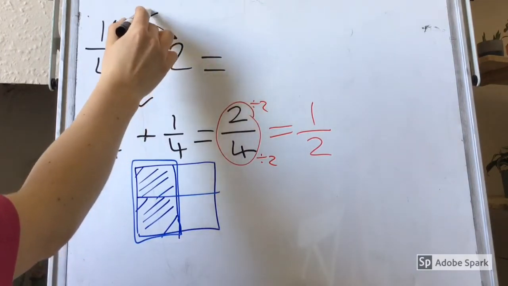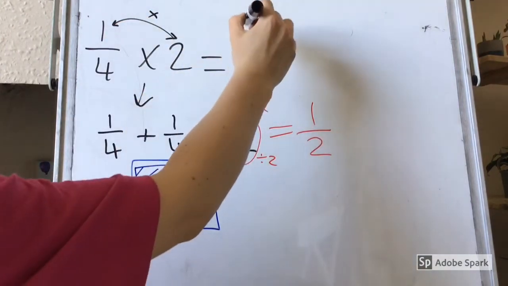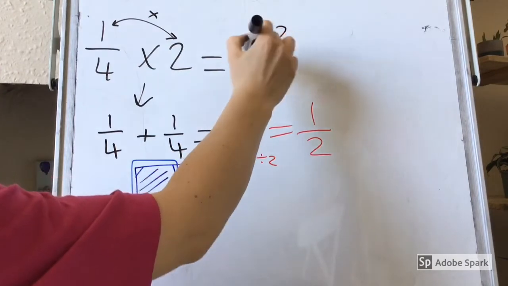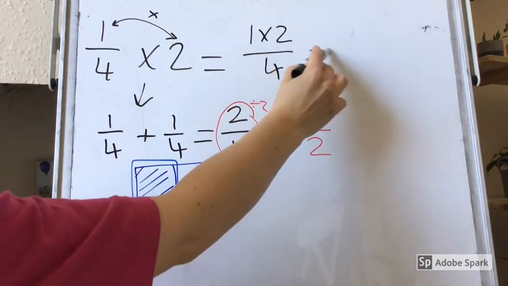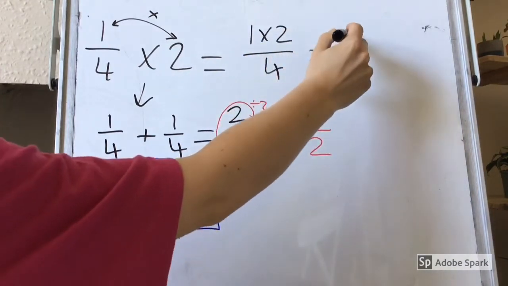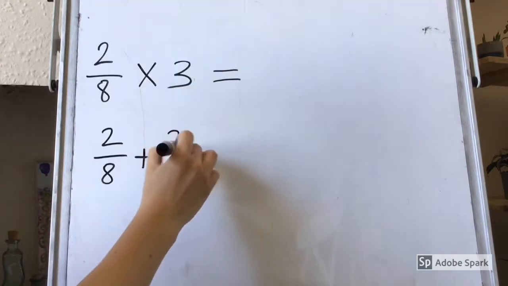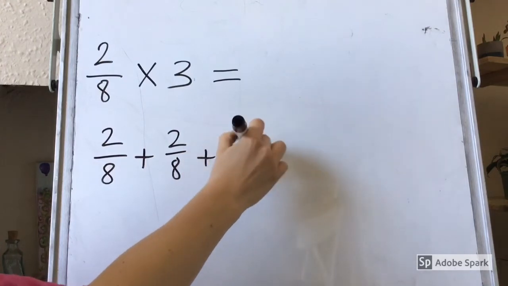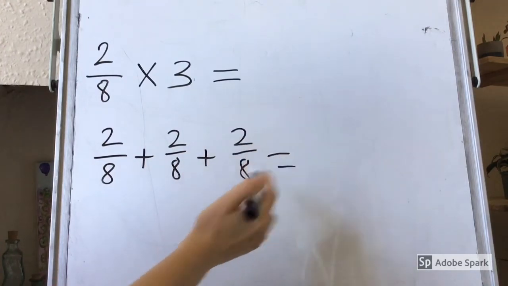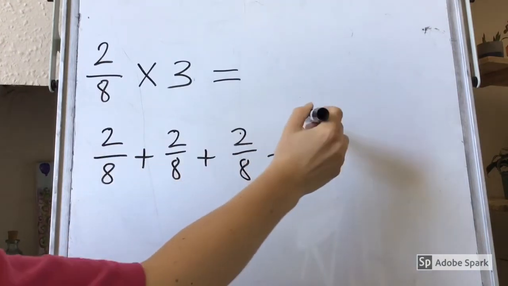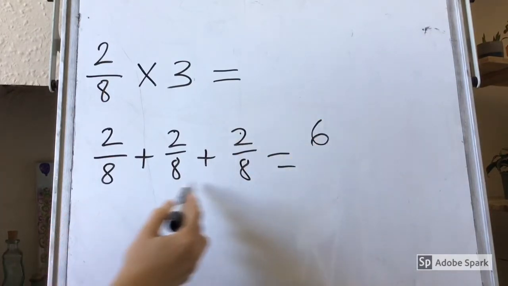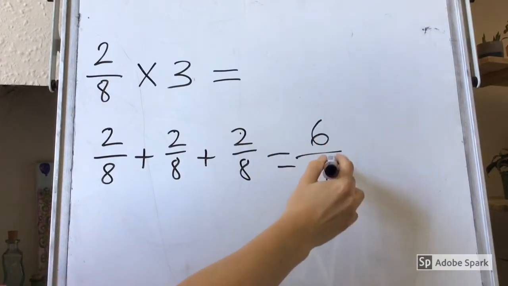Looking at our numbers, we can work out how we got our answer. So the rule is you do the numerator times the integer and the denominator stays the same. So 1 times 2 is 2 and the 4 stays the same, and this can be simplified to 1/2. We can think of 2/8 times 3 as 3 lots of 2/8. So when we're adding fractions, we do 2 add 2 add 2, which is 6, and our denominator stays the same, so we would get 6/8.